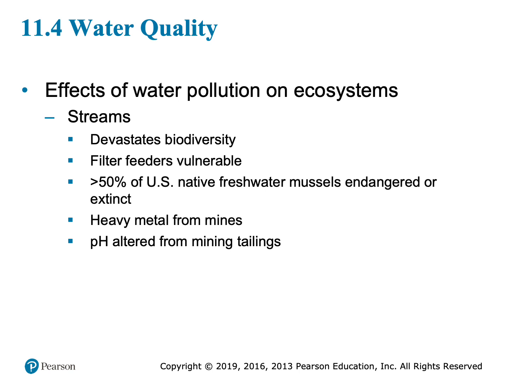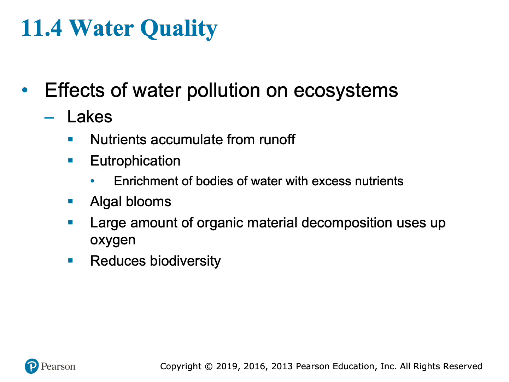Streams, if streams get polluted, this can devastate the biodiversity. It'll make filter feeders really vulnerable. And again, those are any living organisms that take in all the water at one time and filter feed it through their teeth. Greater than 50% of U.S. native freshwater mussels are endangered or extinct due to stream pollution. Heavy metals and altered pH can come from mines.